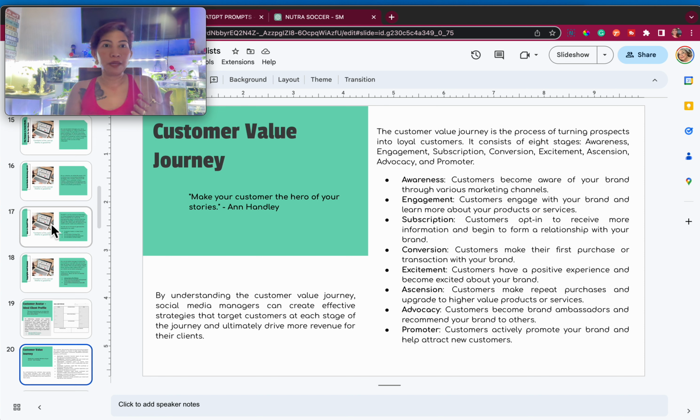But I'm not committed yet, right? I'm just going to check it out. Maybe I will like the page, see what future posts they're going to have, but I'm not really committed yet. I'm not into it yet. It's just something that I've done absent-mindedly maybe. So we want to engage with them next.